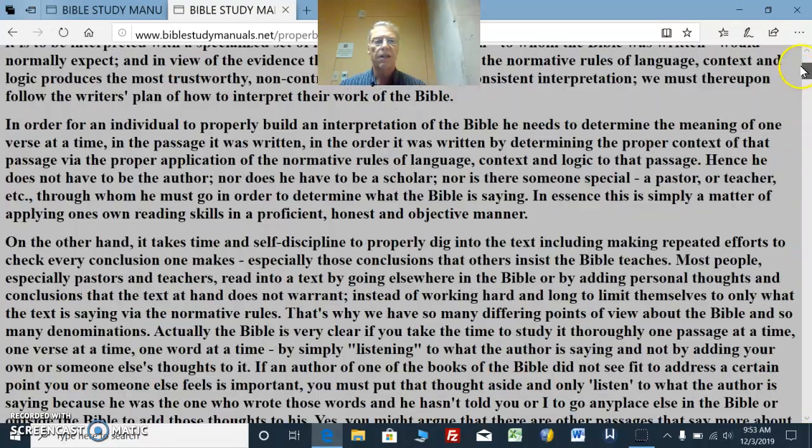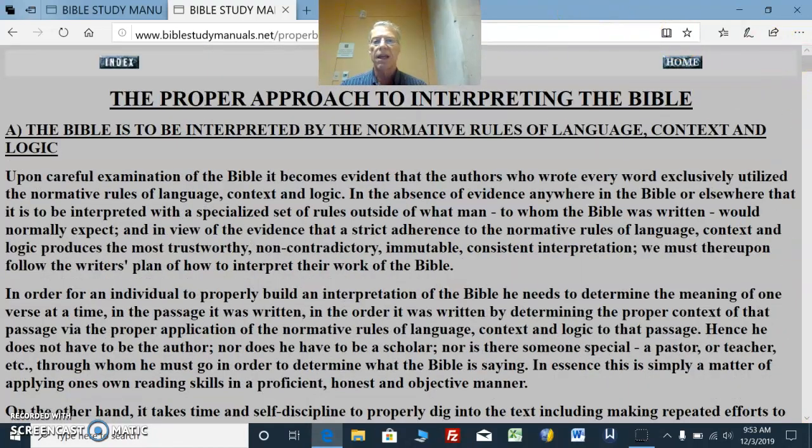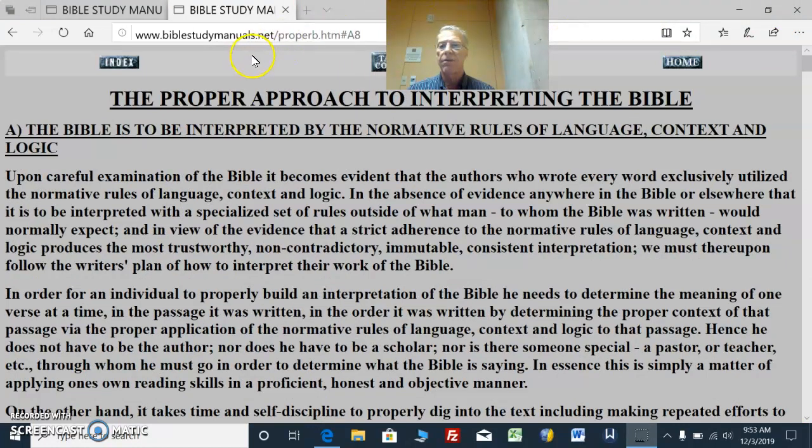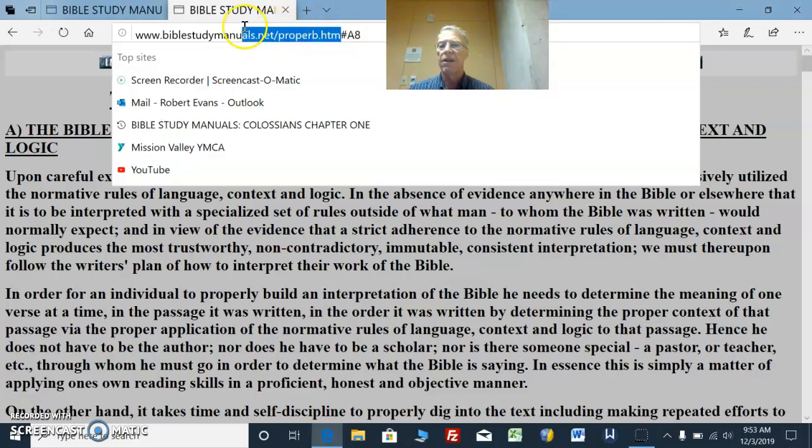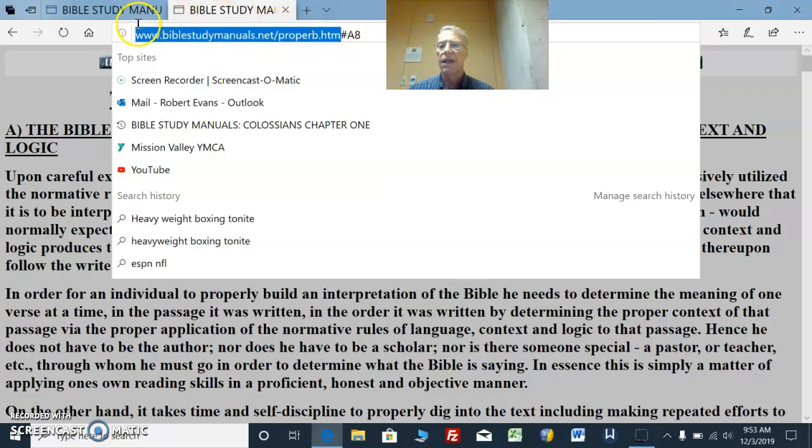So go back to this study, BibleStudyManuals.net, properb.htm, right here. And read it for yourself. Develop your resources. Take your time.